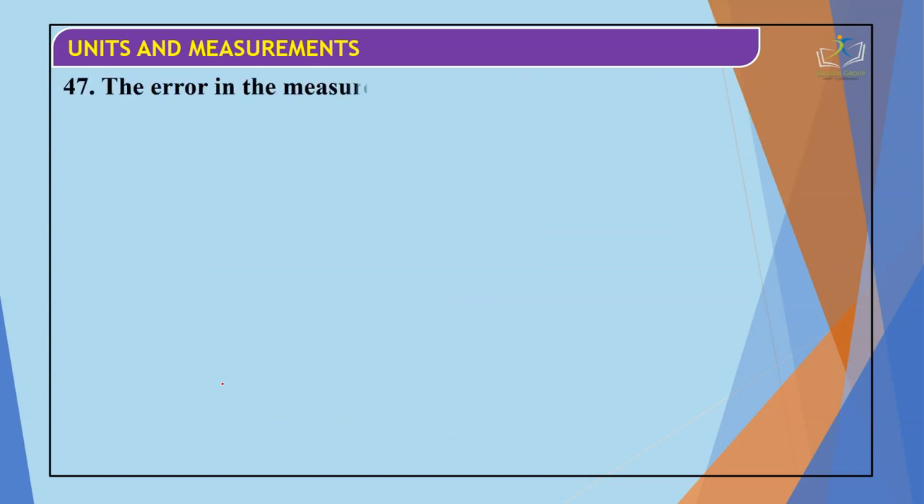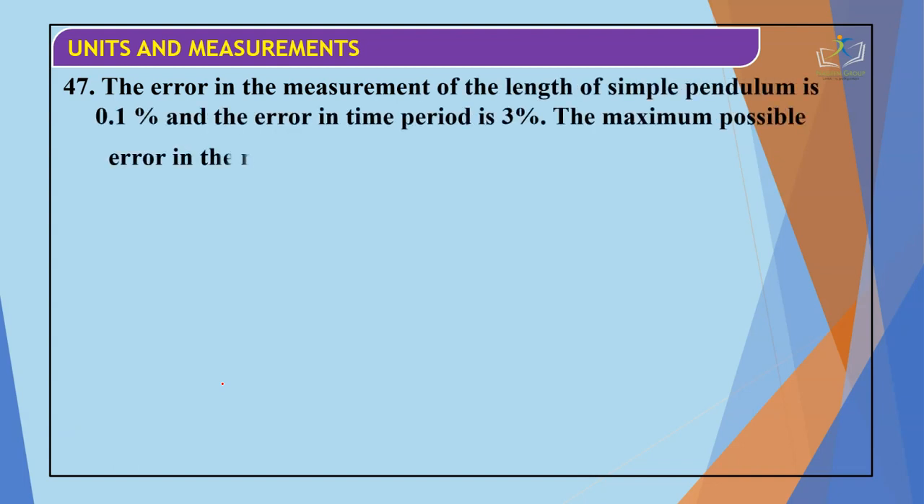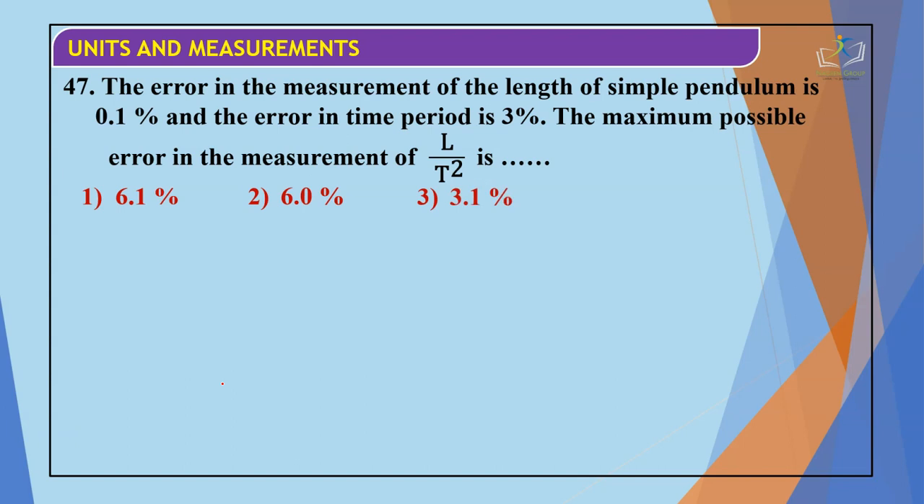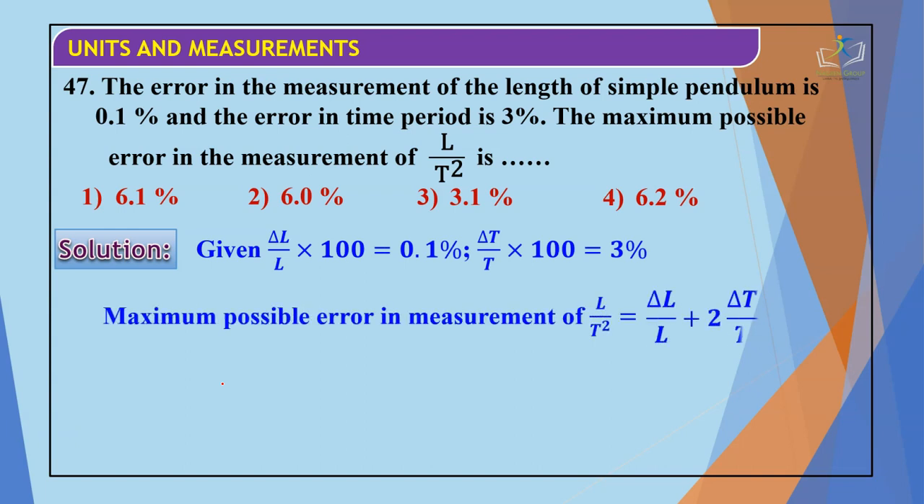Next, the error in the measurement of the length of a simple pendulum is 0.1% and the error in the time period is 3%. The maximum possible error in the measurement of L by T square is 6.1%, 6.0%, 3.1%, or 6.2%. Now put all these values in the percentage form. So the maximum possible error in the measurement of L by T square is found as 6.1%. According to this, the correct option is the second.